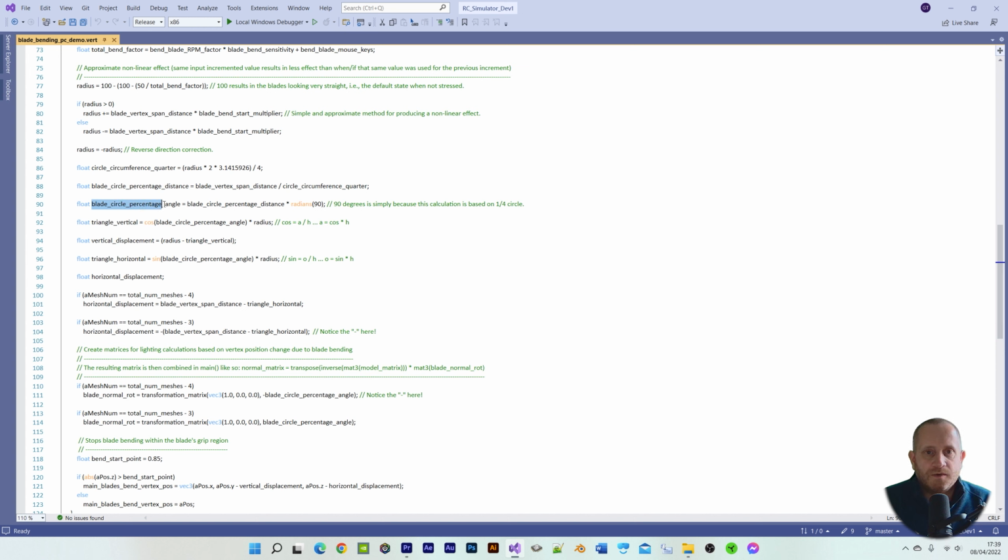The resulting value is then used to calculate the percentage angle of the 1/4 circle in degrees by using the radians function. And then cosine and sine are used to calculate the vertical and horizontal displacement for the current vertex. Also notice the two if statements that are being used for reversing the horizontal displacement direction.